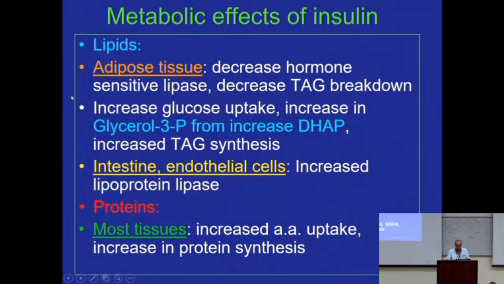So remember, adipose tissue picks up glucose. It's using glucose for its own energy needs. So it will have an ample supply of DHAP and glycerophosphate as a result. And that's the backbone used to esterify fatty acids from the diet, or from de novo synthesis from VLDL, and you increase TAG synthesis.